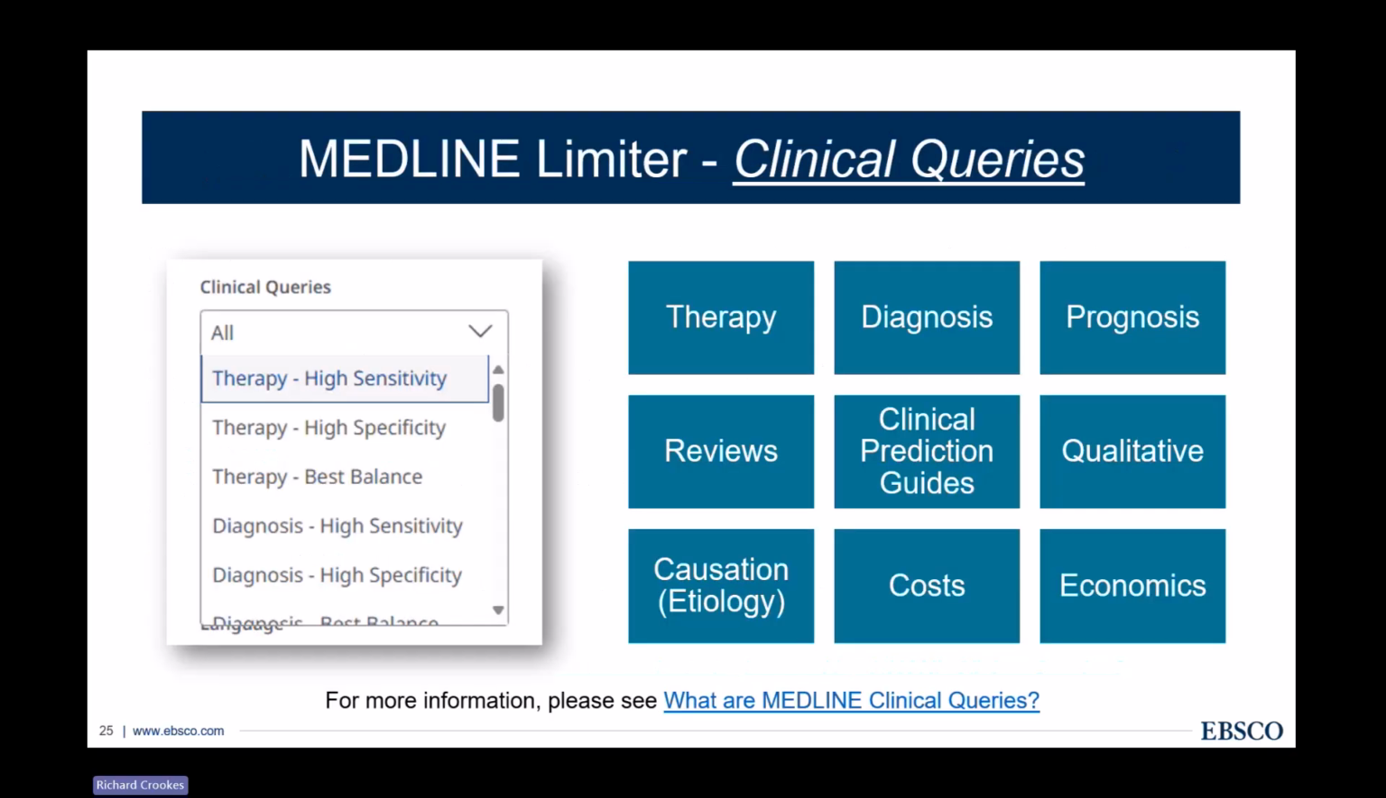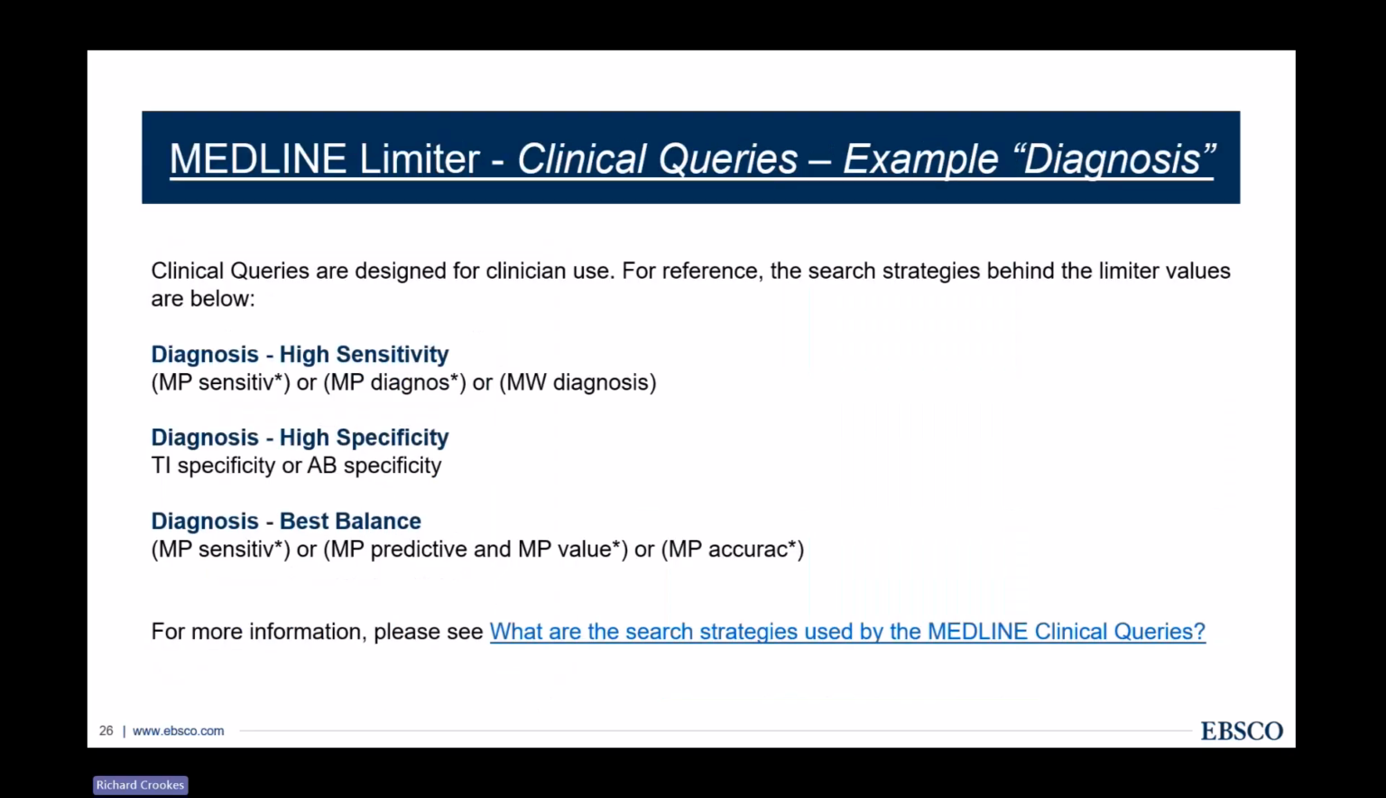We also have 9 areas for the clinical queries for MEDLINE. So we do have therapy again and reviews, but we also have diagnosis. We also have costs and economics as well. Okay, so again, working in the same way. And an illustration again for diagnosis.